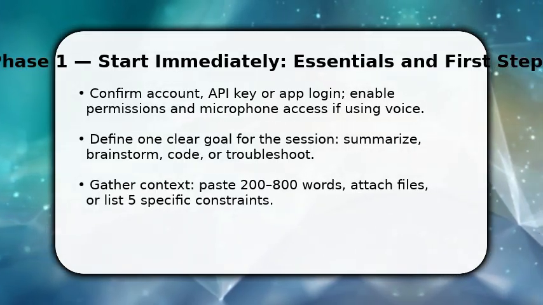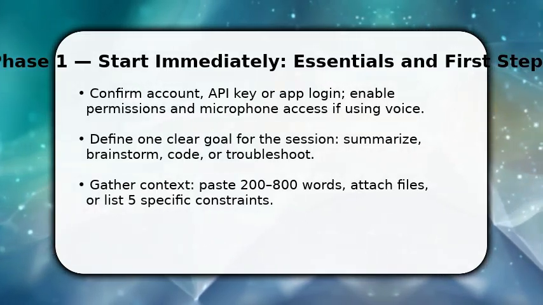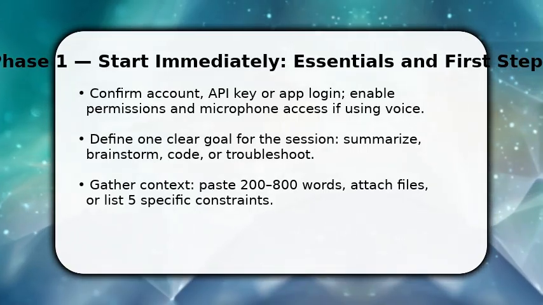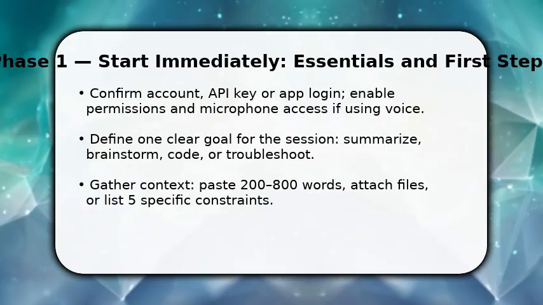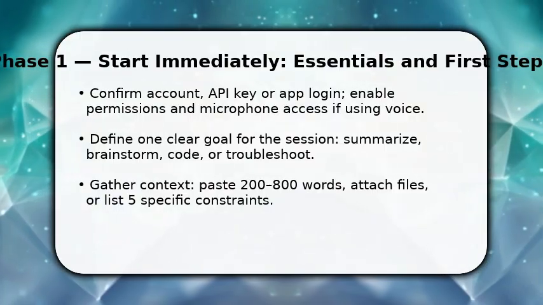Then provide context. Paste 200 to 800 words, attach files, or list 5 constraints. Once done, you reduce ambiguity and speed results. Make sure to use precise language and short examples.